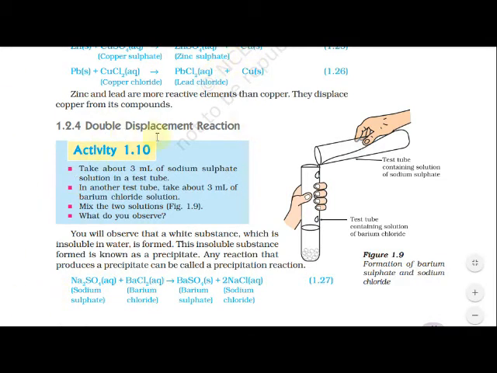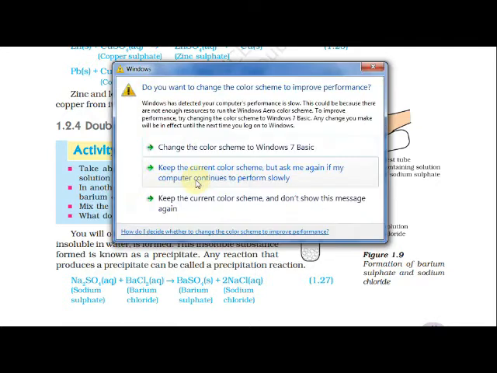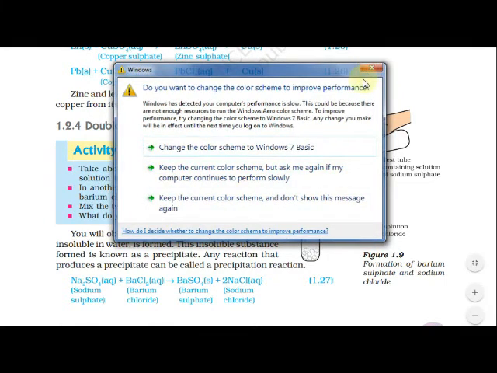Now we are going to see double displacement reaction. What is meant by double displacement reaction? Here you will see two displacements. In product 1 also it is the same, and product 2 also it is the same. Now we will see activity number 1.10, figure 1.27. You can study this figure.